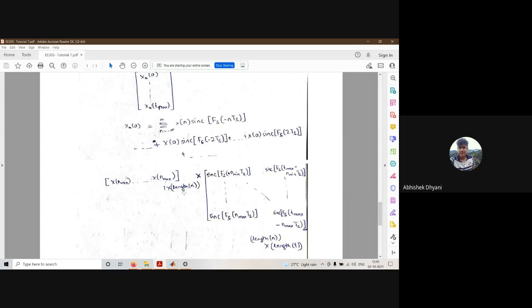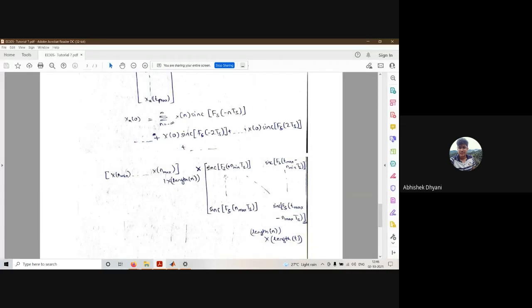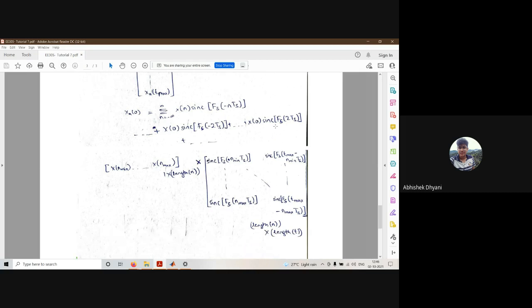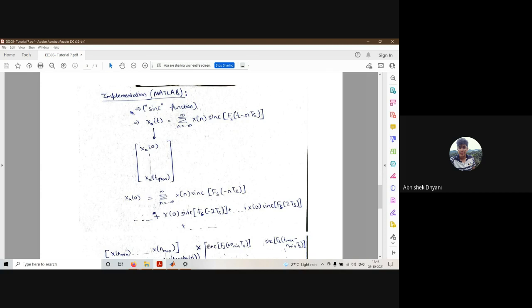We can also check the dimensions. So this is one row, and the number of columns is equal to the length of n, which is from minus 25 to 25. It was given as 51. Similarly, this will have the number of rows equal to n, because n is moving from n min to n max, and the number of columns equal to the entries in t, which is from 0 to t max. So in this way, when we do this, we get xat completely back.